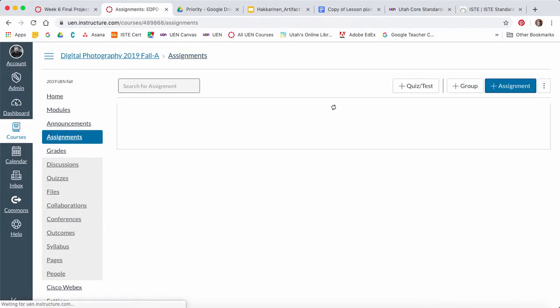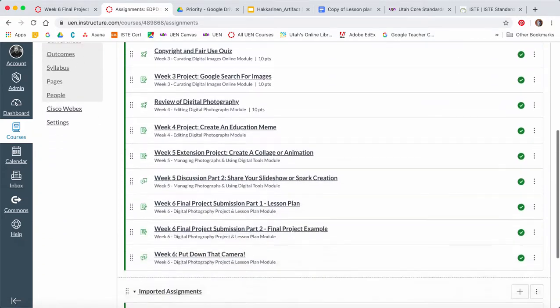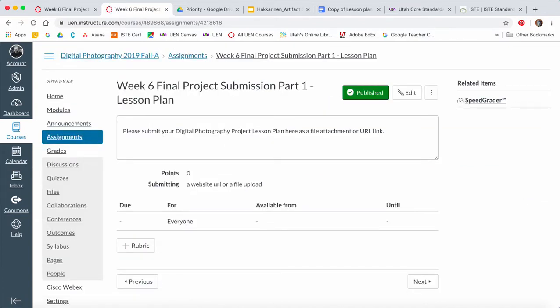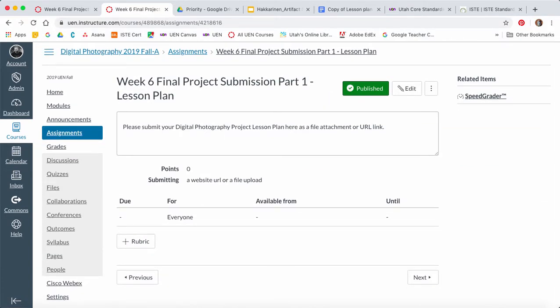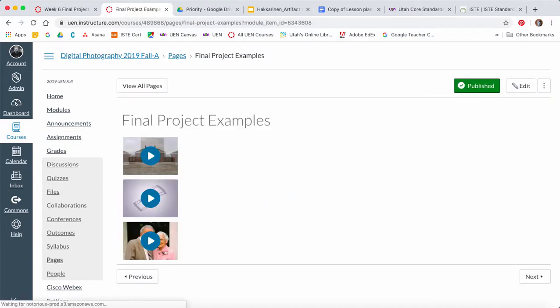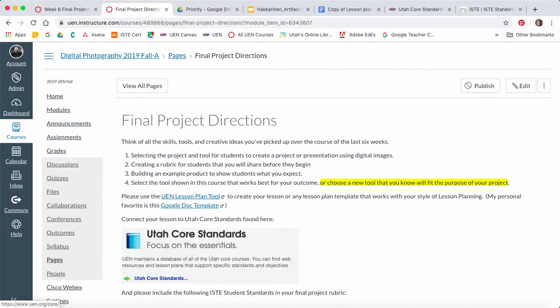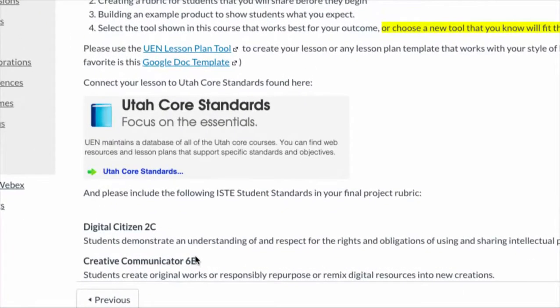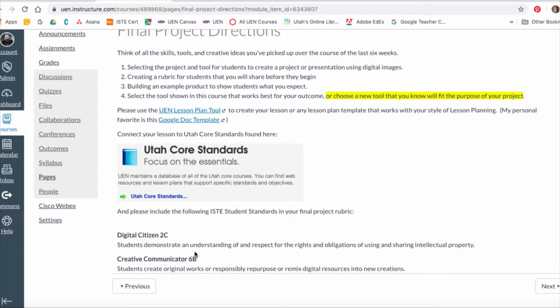But the one assignment that is probably the most effective evidence of how we are providing alternative ways is when they do this week 6 final project. In the directions, I point out that they not only need to link to the Utah core standards, but also should link to the Digital Citizen and Creative Communicator standards for students.